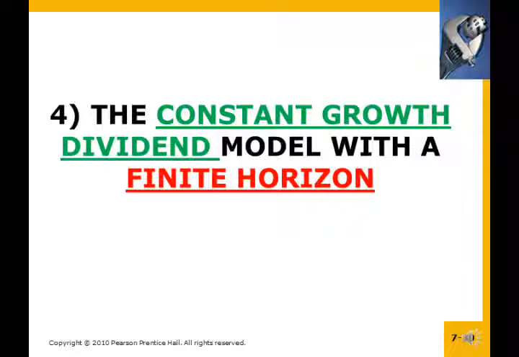The last model is the constant growth dividend model with a finite horizon. So here, from the title of this model, you have dividend with growth rate constant. So the dividend is not constant, but it is growing with a constant growth rate. And you have maturity date.